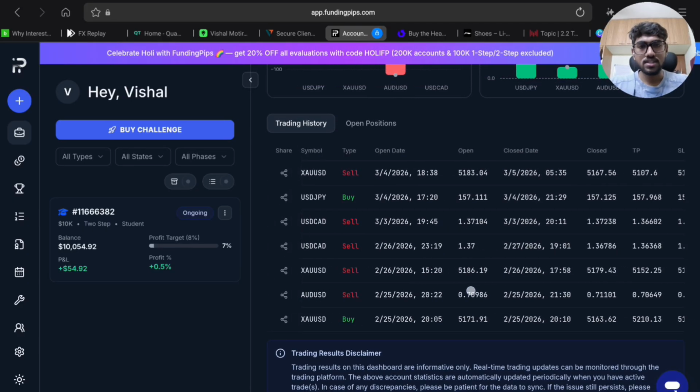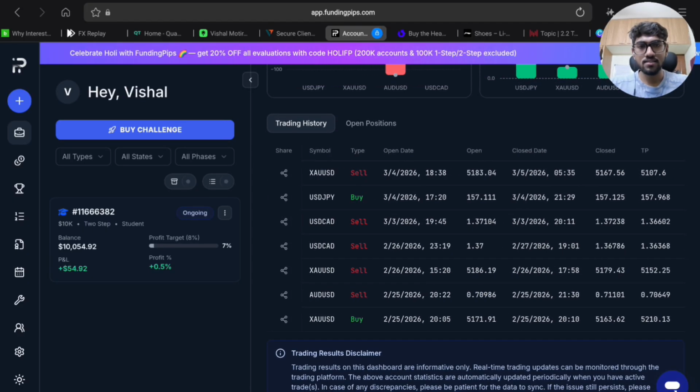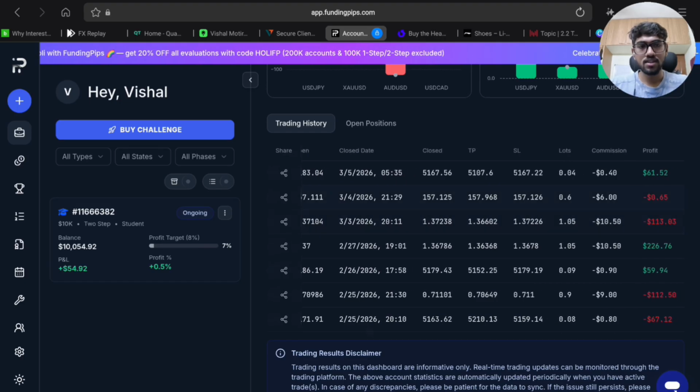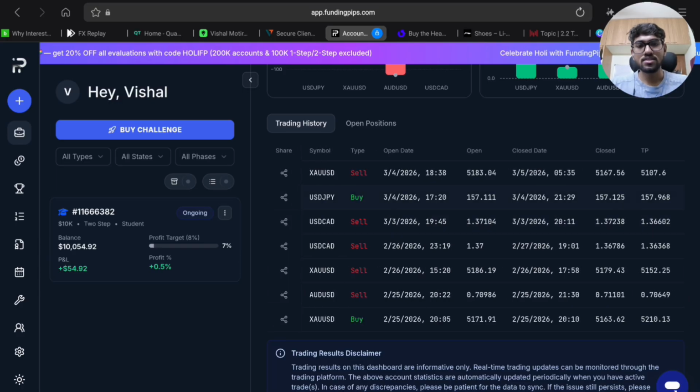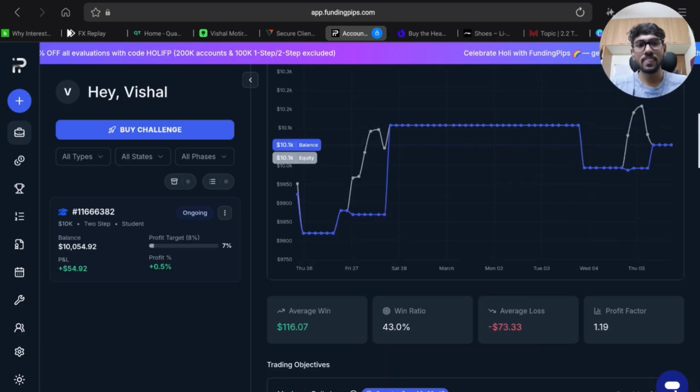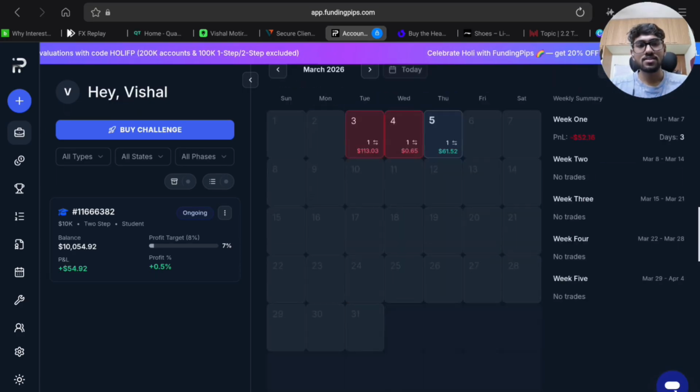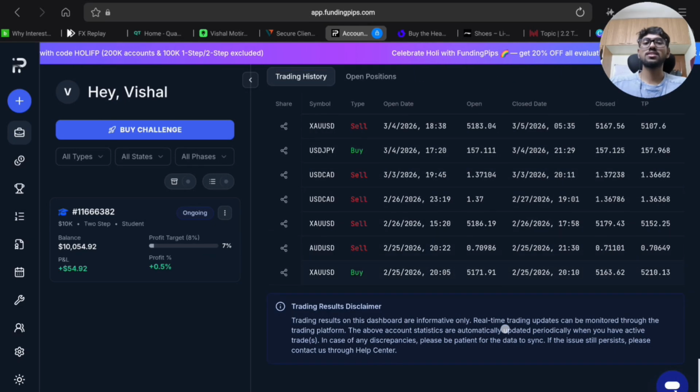This USDCAD sell that I took on the 3rd of March, which is right here. Let's focus on this trade. You can see this trade is what I lost, and you can see it on the dashboard. And yeah, that's about it. I think I've clearly explained why I lost the trade.